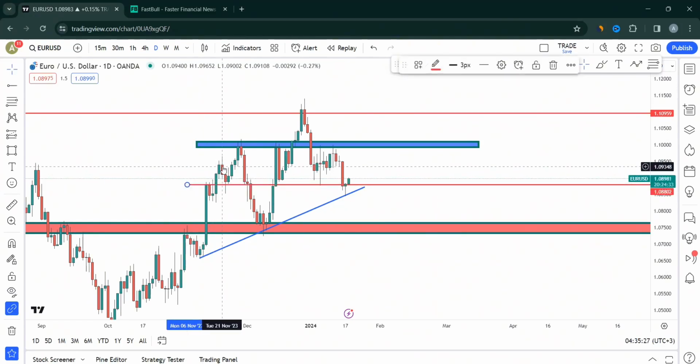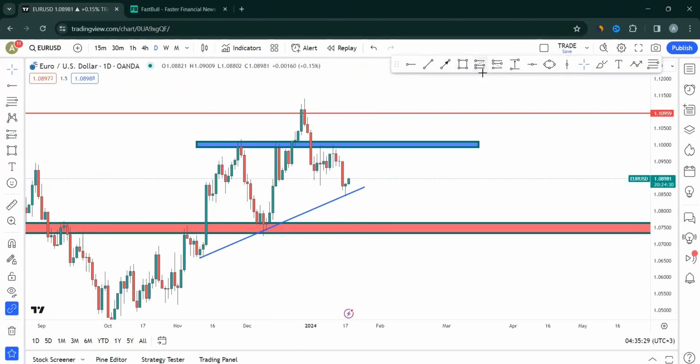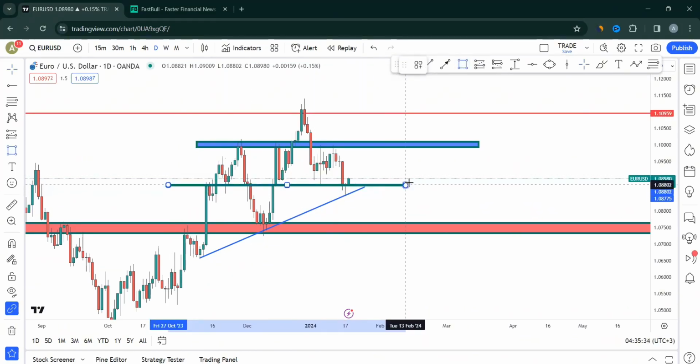These are the levels we are now going to start using. Let me actually use a slab. So I'm just going to mark a slab here. If you observe, when the market came down.